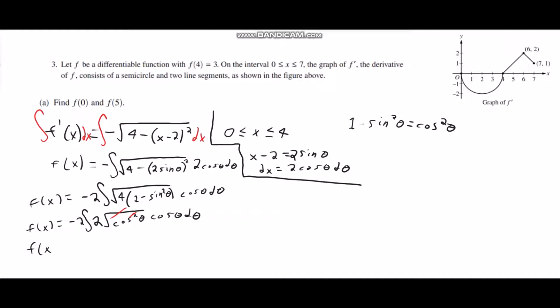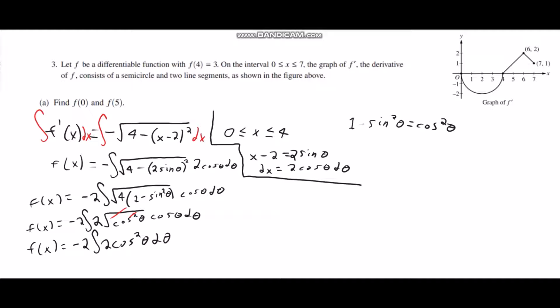All right, so let's keep going here. We have f of x equals negative 2 integral. So this is cosine theta. Now we're multiplying with this cosine theta as well, so we're going to have cosine squared theta, and of course we still have this 2 right here, which I'll leave like that. And then we have the d theta.